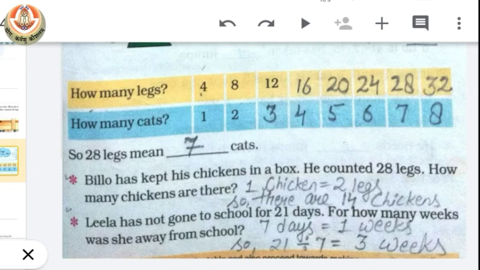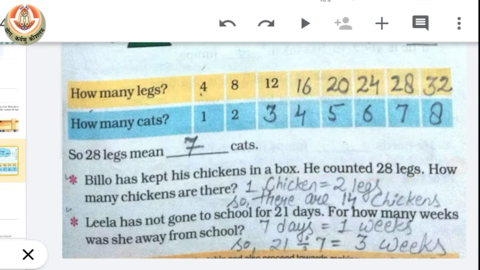Now Billu has kept his chickens in a box. The very first thing you have to keep in your mind is that one chicken has only 2 legs. Okay, so we have to keep in mind that this is a case of the table of 2. Now the further question is, he counted a total of 28 legs. So how many chickens are there?